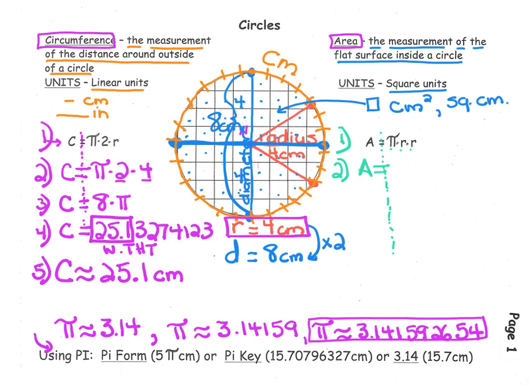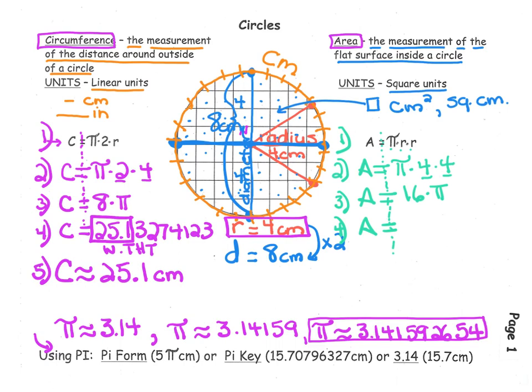Area equals pi times a radius of 4 times a radius of 4. Well, we know 4 times 4 is 16. So we can simplify this and rewrite it as 16 times pi. Now, pick up your calculator, and we're going to punch in 16 times pi equals. And we're going to write our entire answer down on paper.